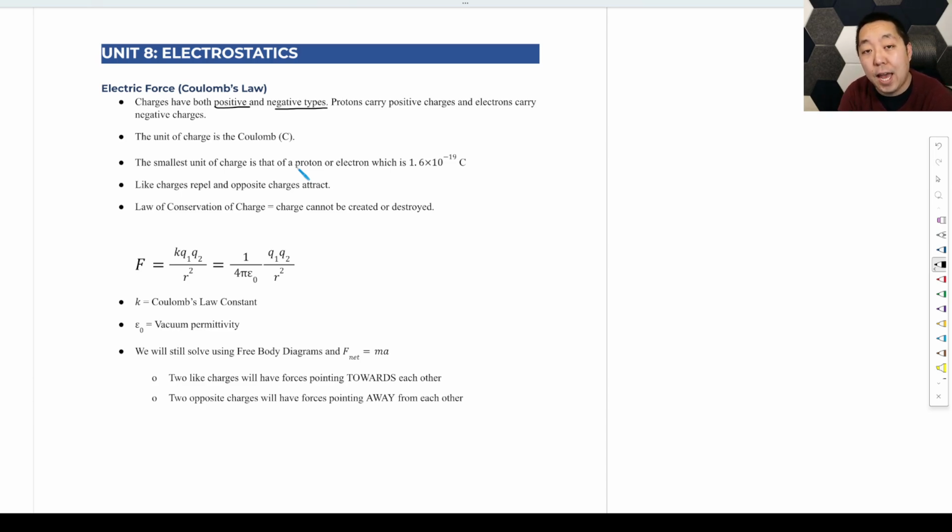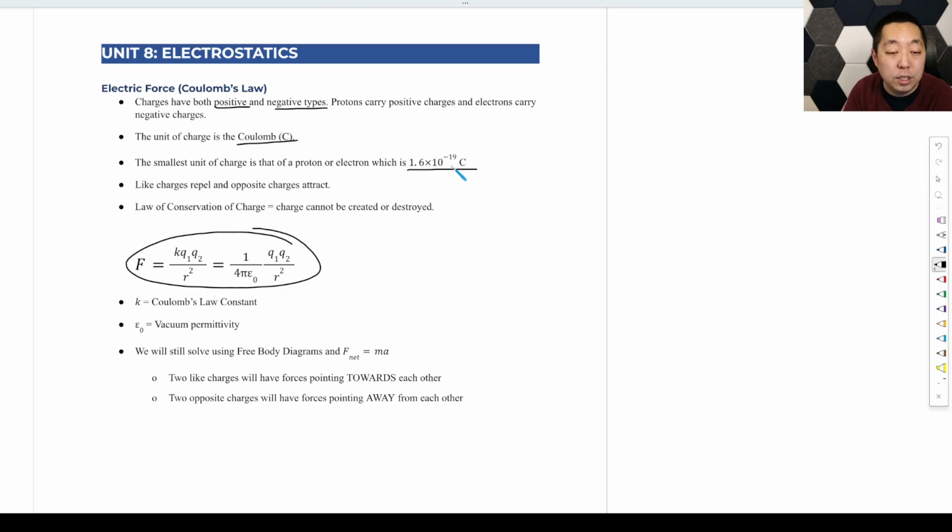This force can act at a distance, like gravity. It's a fundamental force, and it's given by this equation here. We have a new thing we call unit of charge. It's called coulombs. A proton or electron has this charge. Protons are positively charged. Electrons are negatively charged. They're the smallest unit of charge that there can be. You cannot have a fraction of this charge. This is the smallest amount of charge that exists in the universe. Okay, so like charges repel, opposites attract.